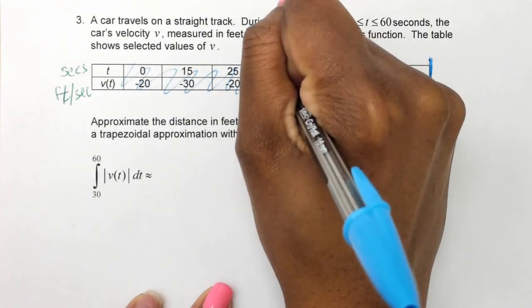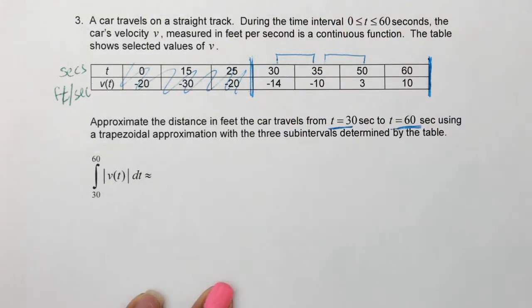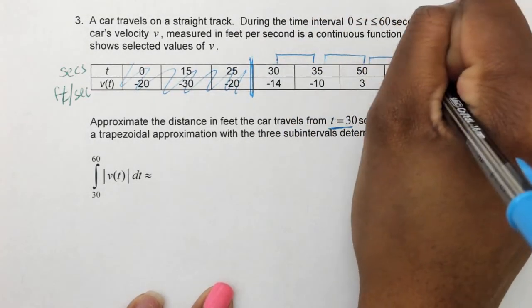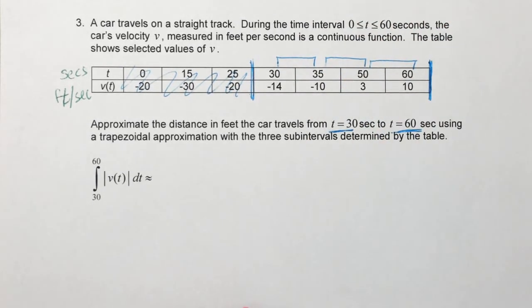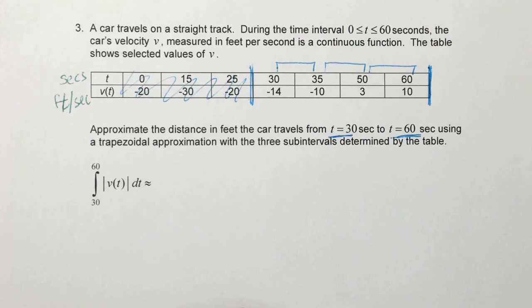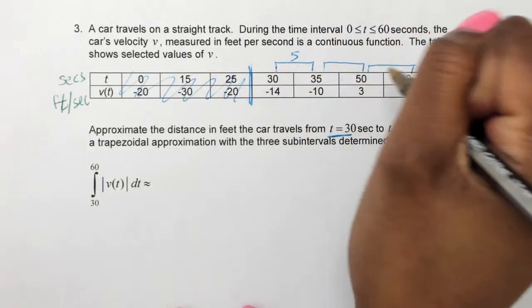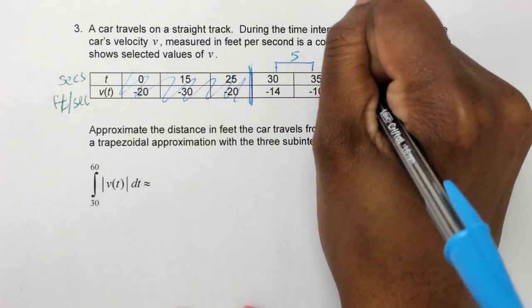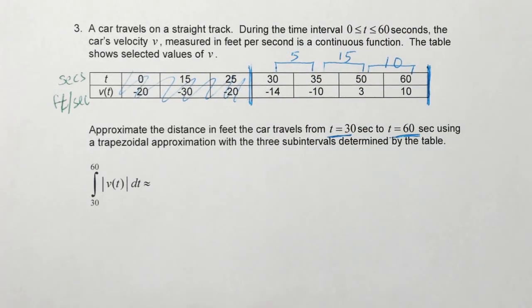So if we look at the table, 30 to 35 is one subinterval, 35 to 50 is another subinterval, and 50 to 60 is our third subinterval. So we have 3 subintervals, and they are not of the same length. 30 to 35 is 5, 35 to 50 is 15, and 50 to 60 is 10. So we cannot use the trapezoidal rule. We have to find the area of each individual trapezoid.